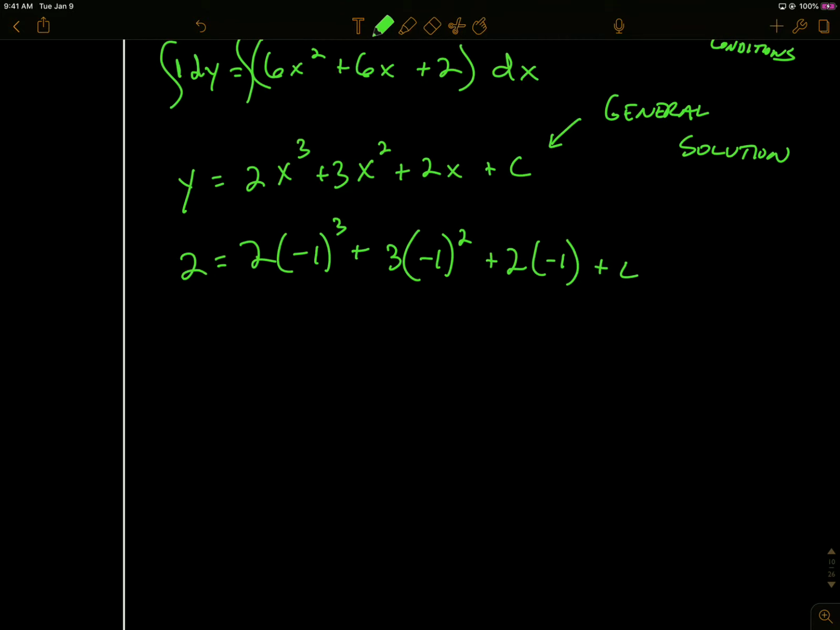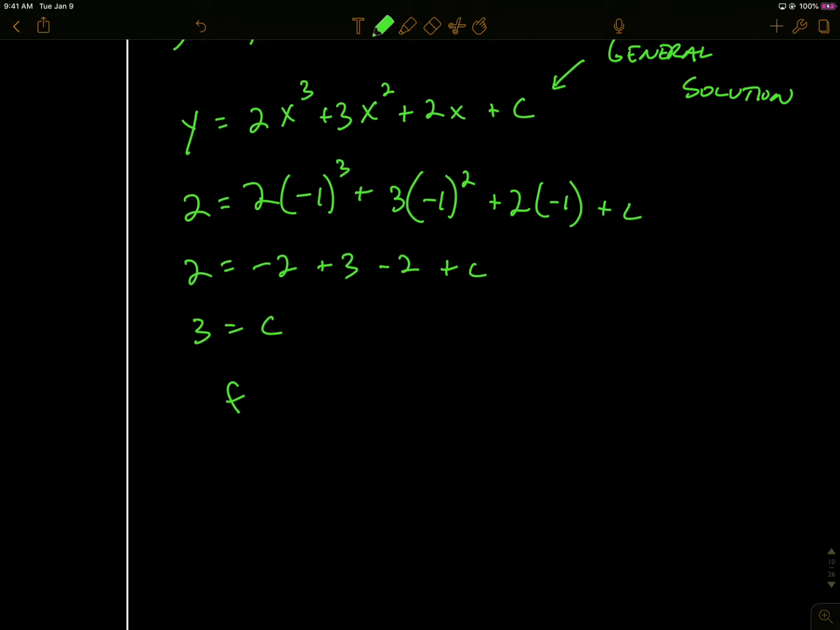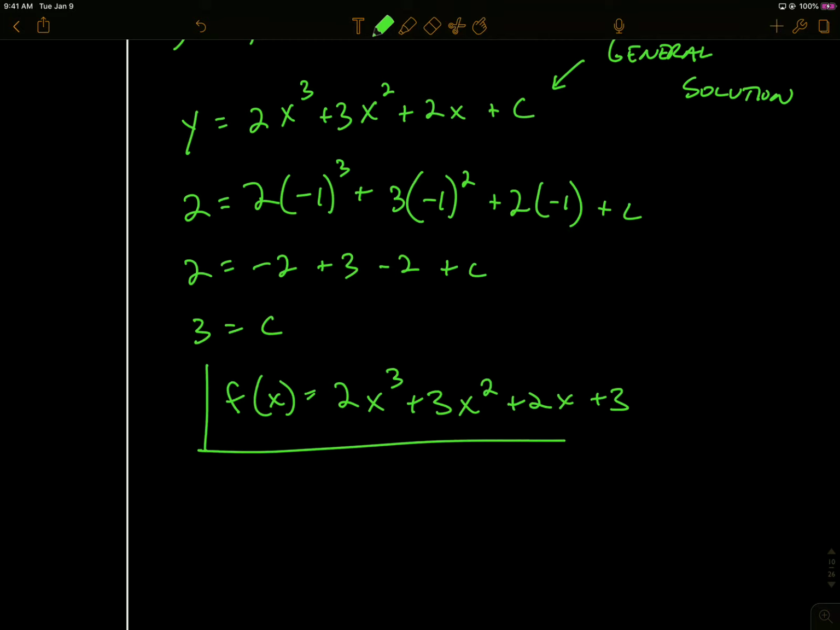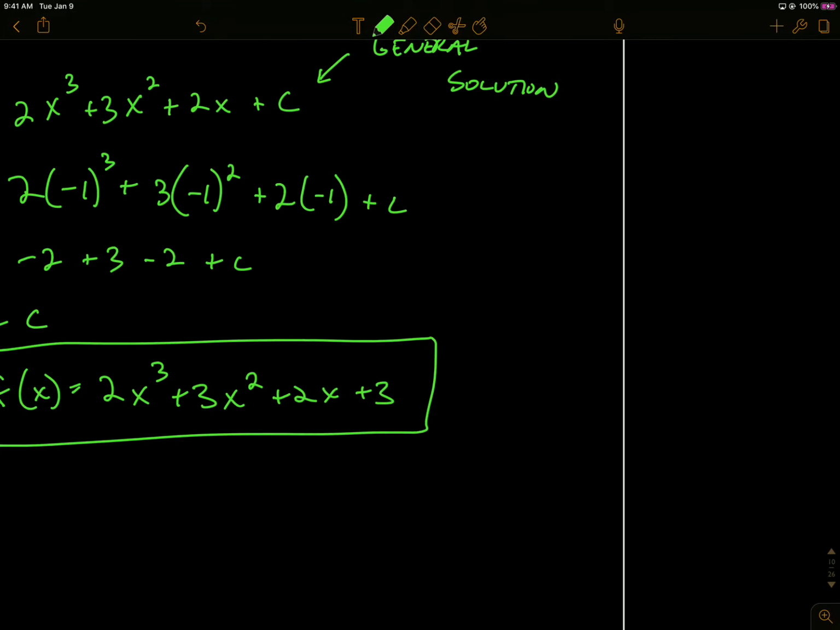All right, so we solve this for c. We get 2 equals -2 plus 3 minus 2 plus c. So it looks like -1, I add 3. It looks like c is equal to 3. So f of x, I rewrite it now, my solution as 2x cubed plus 3x squared plus 2x plus 3. And that is my particular solution. I know exactly which curve it is now.